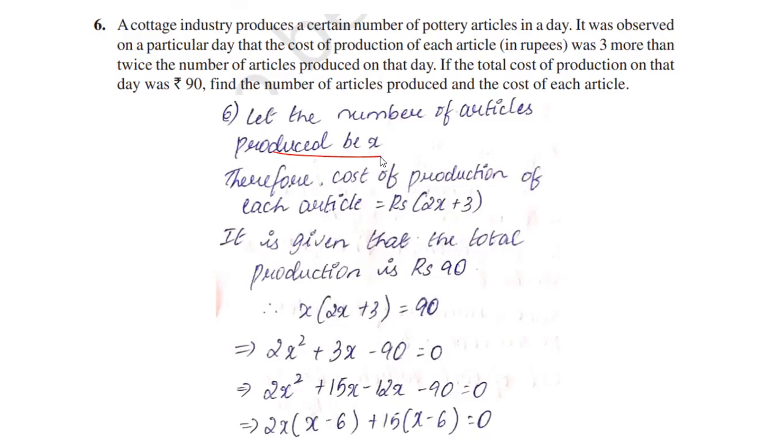First, let's find the number of articles produced. Let the number of articles produced be x. Cost of each article is 2x plus 3. Read the question carefully. Why is it 2x plus 3? Because in the question they have given 3 more than twice the number of articles. It is given that the total production cost is rupees 90. So multiply, and you get it as 90. This is the required equation.